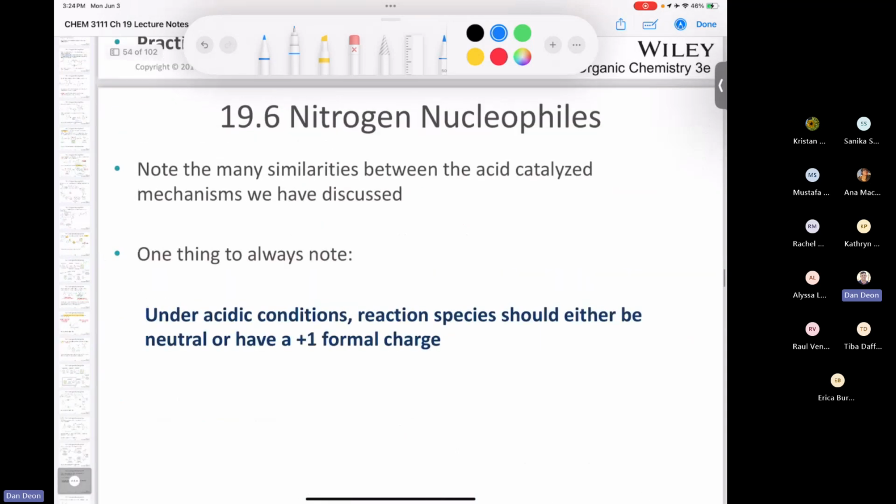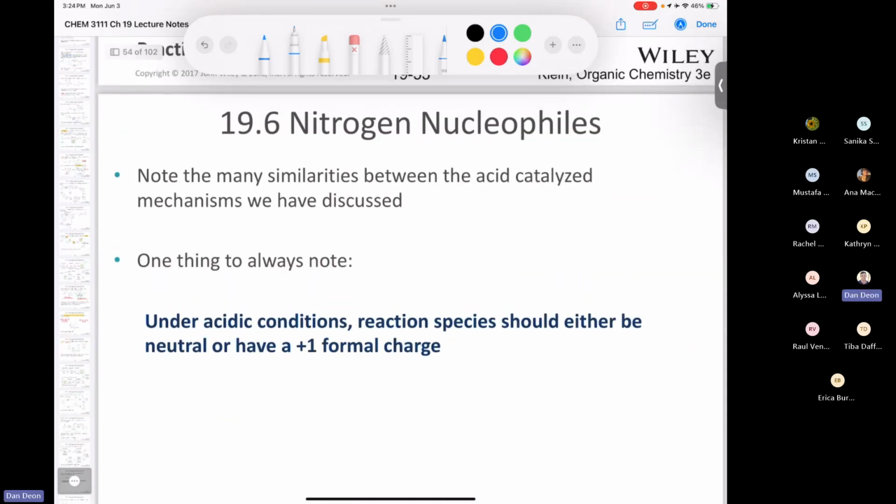So there you go. So note the many similarities that we've seen between these acid catalyzed mechanisms. Remember, under acidic conditions, everything should either be neutral or have a +1 charge. If you are practicing your mechanisms at home and you end up with something that has a -1 charge and you're in acidic condition, there's something wrong. Something seriously wrong happened along the way.